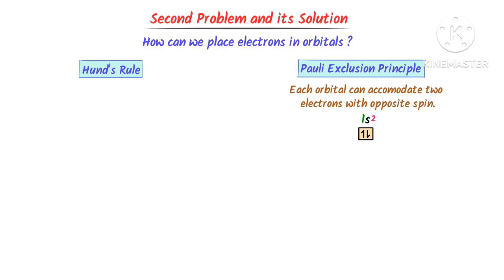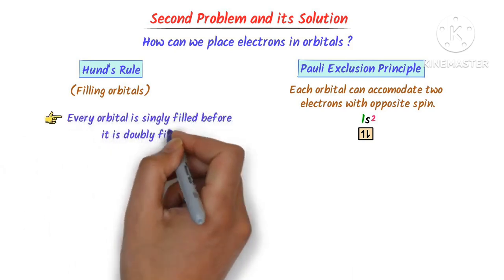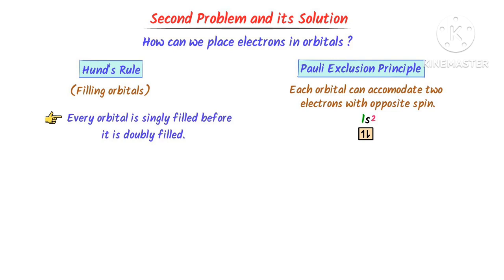Secondly, Hund's rule is all about filling orbitals of subshells. I always teach these 2 important points about Hund's rule. Firstly, it states that every orbital is singly filled before any orbital is doubly filled. For example, consider this 2p orbital. I am interested to place 6 electrons in it. Firstly, I singly fill it: 1 electron, 1 electron, 1 electron. Then I doubly fill it: 1 electron, 1 electron and 1 electron. So I successfully placed 6 electrons in 3 orbitals.